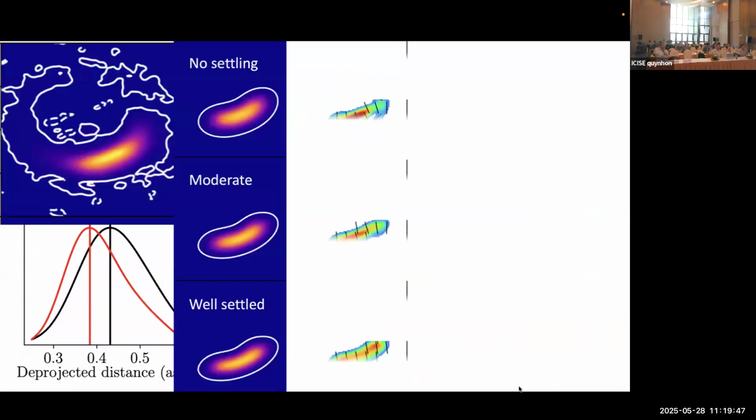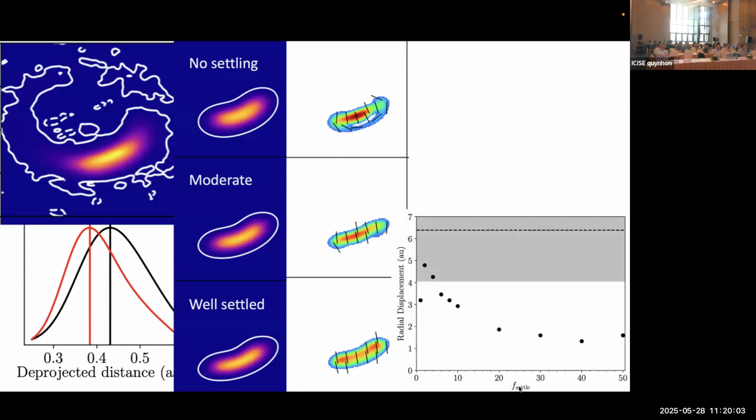We did a series of models showing that if the dust grains are not settling at all, you will start to see the azimuthal pattern at the outer part. This is not observed. But if the dust grains are well settled, the polarization fraction will be rather uniform across this whole crescent. You need some moderate settling to explain the radial contrast of the polarization fraction. This gives us a settling parameter of about 2 in this system.